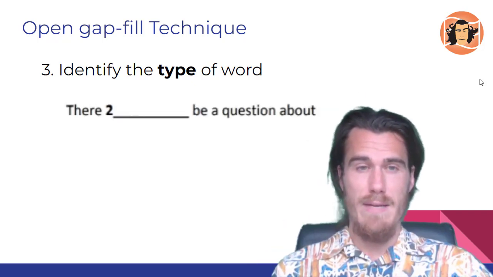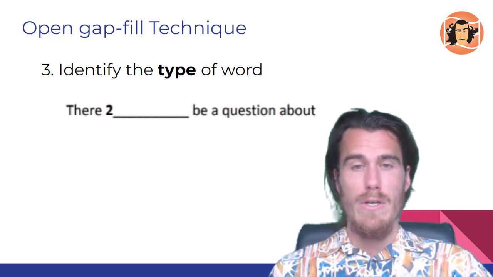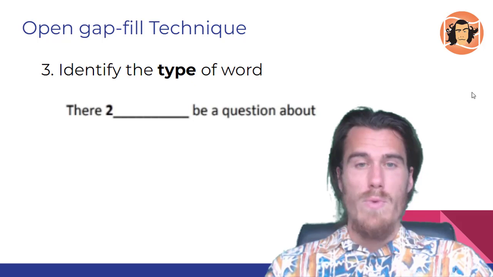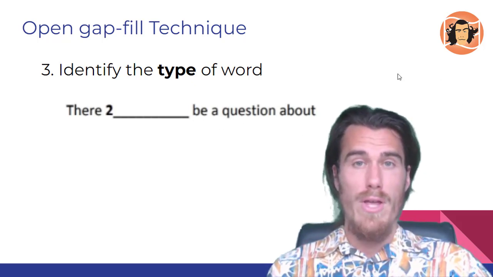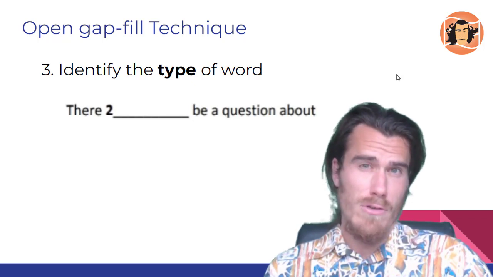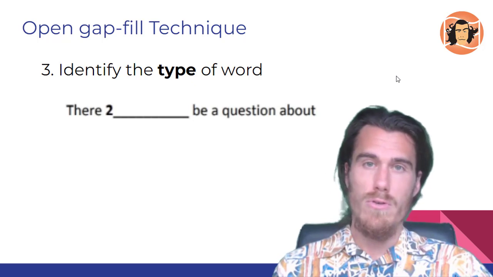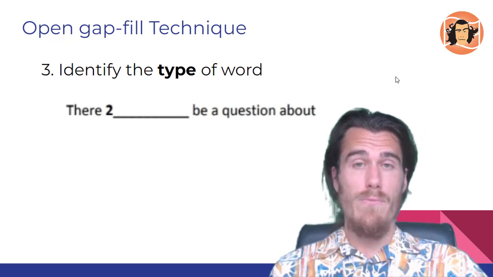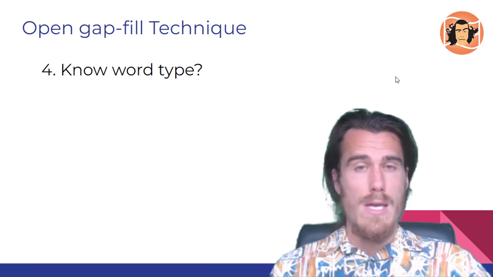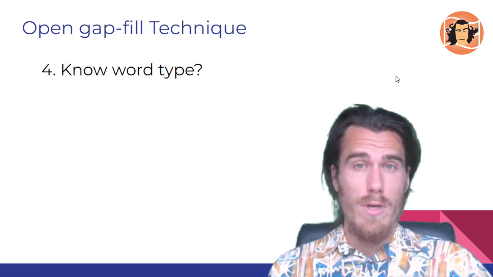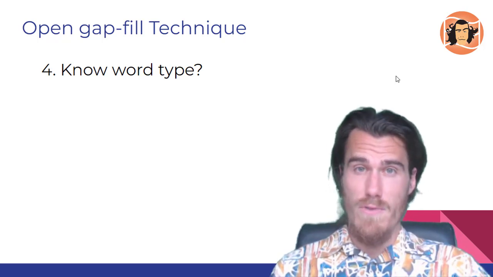So here's an example. There be a question about. Okay, so we have the verb be, and I know before be, or before any verb in English, you can also have an auxiliary verb. So for example, might or may or could. So it could be that type of word. So that's great. If you do know what word type you need before the gap, that you need to put in the gap, that's great.